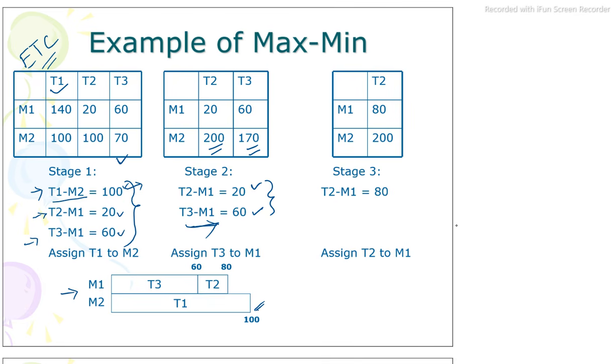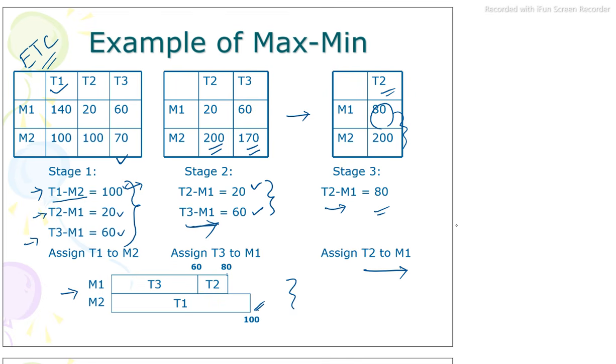Now move to the third step. In the third step, as we have already allocated T1 and T3, we have only the T2 task with us. So T2 will be allocated to some machine, either M1 or M2. The same process will be repeated. So here, out of 80 and 200, we need to first choose the minimum one. So 80 is the minimum, and this is the only schedule we have with us. So the final allocation is T2 to M1. Now allocate T2 to M1, and it will end at 80 units of time.